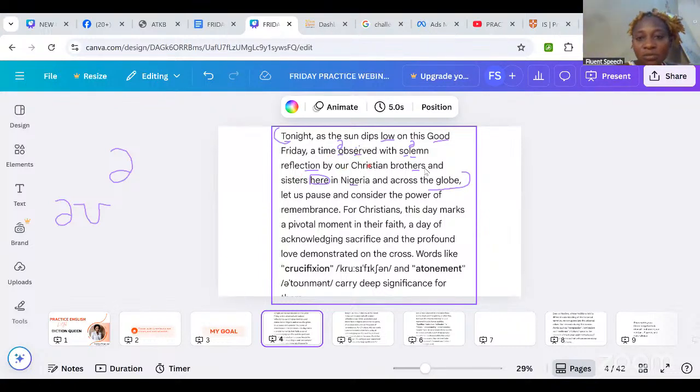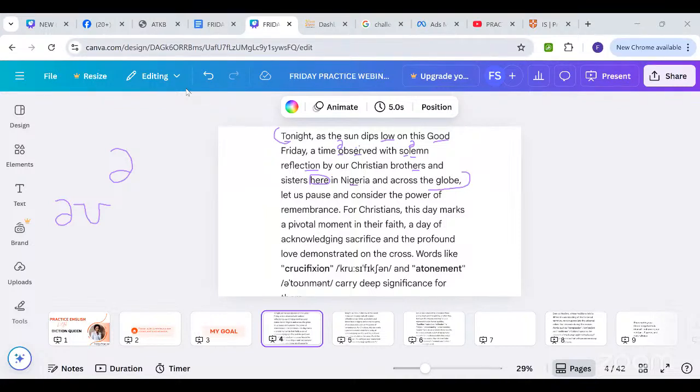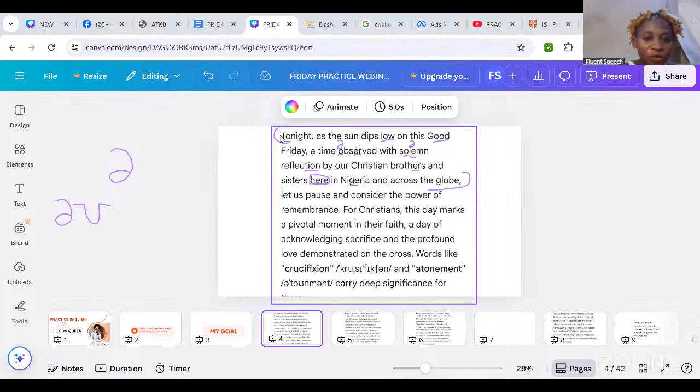Tonight, as the sun dips low on this Good Friday, a time observed with solemn reflection by our Christian brothers and sisters here in Nigeria and across the globe. So the first hand I have up is Bossy Esther. Good evening, Bossy. Please unmute. Good evening, ma'am.